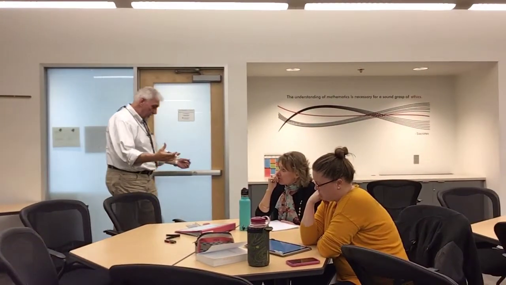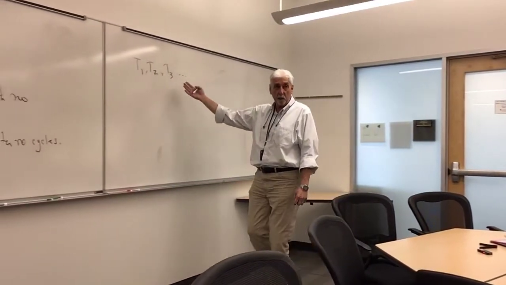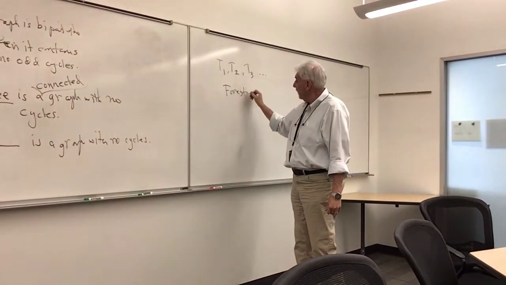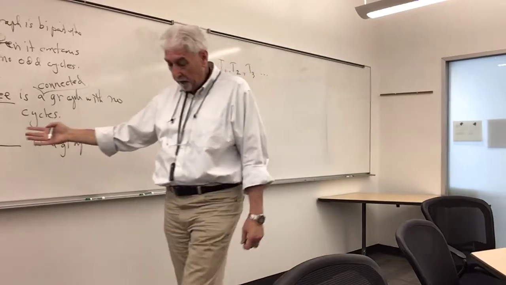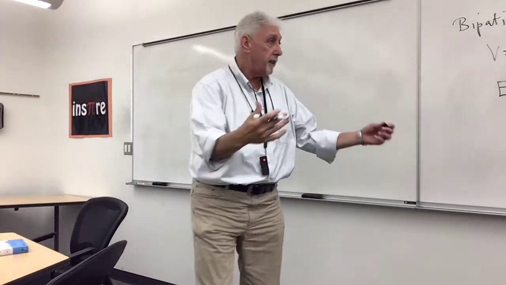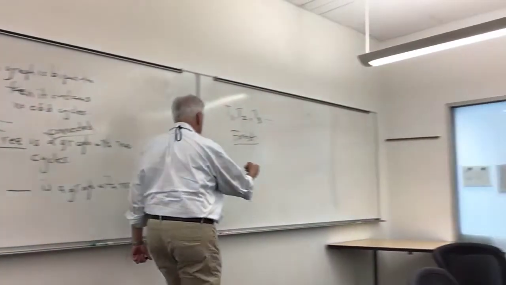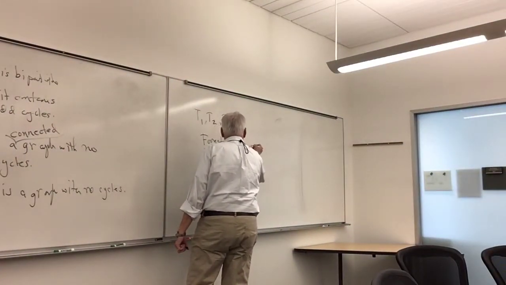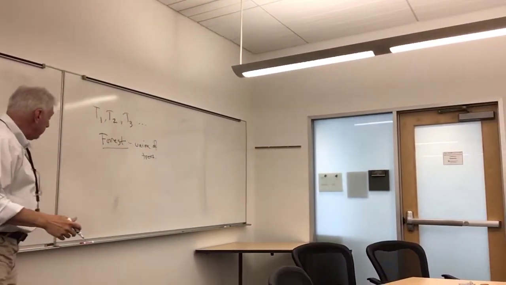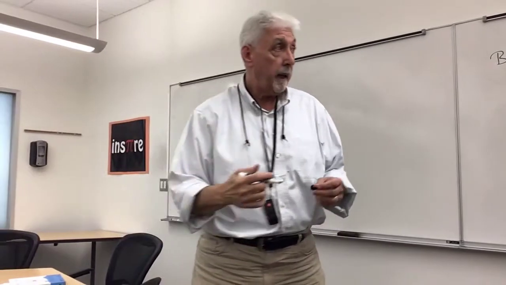And mathematicians sometimes have an odd sense of humor. So what do you think a union of trees would be called? Forest. So, more general than a tree, which is a connected graph with no cycles, a forest is a union of trees. And of course, it also contains no cycles. Okay.